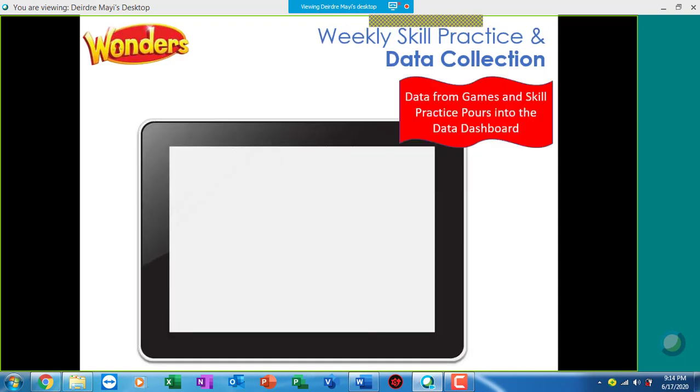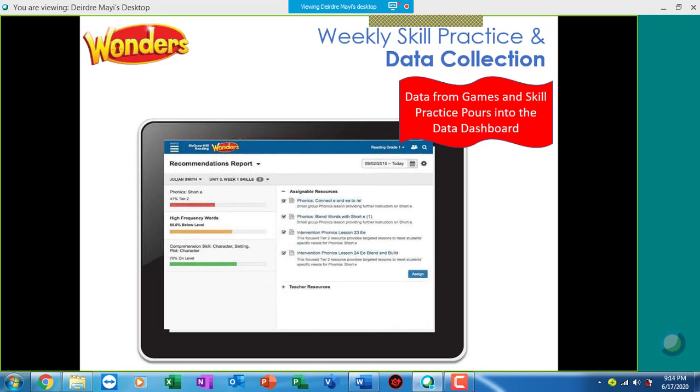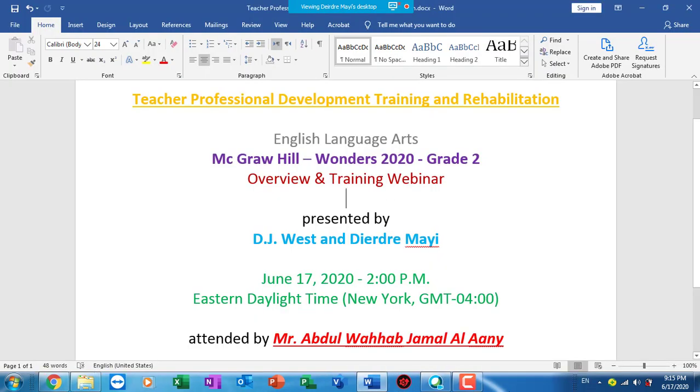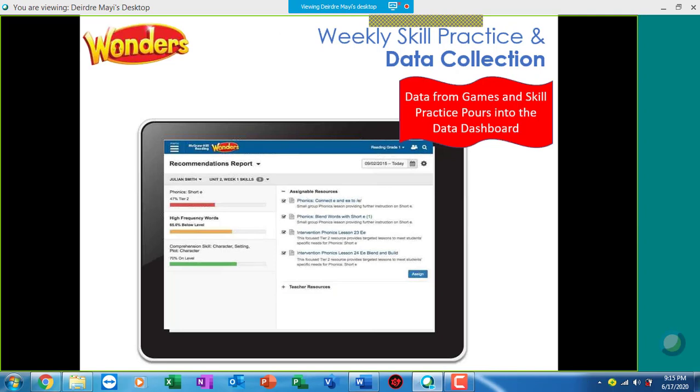After the game is played, the information about your student's performance goes into what's called the data dashboard. So the data dashboard will show you information about individual students or, of course, the class as a whole. The data dashboard is color-coded. Where you see red, students are struggling. Where you see yellow, students need some help, but they're not floundering altogether. And where you see green, students are doing fairly well.